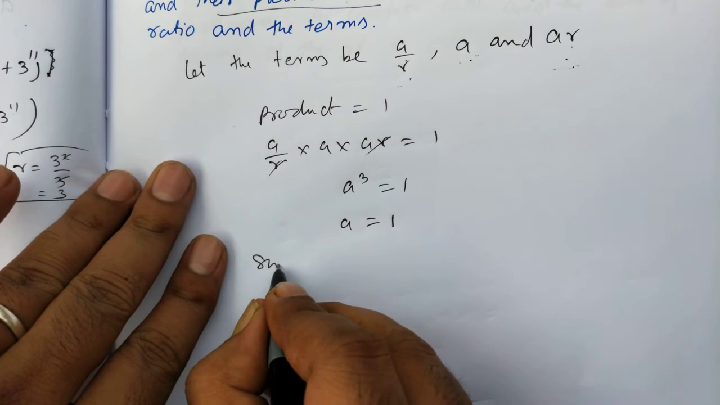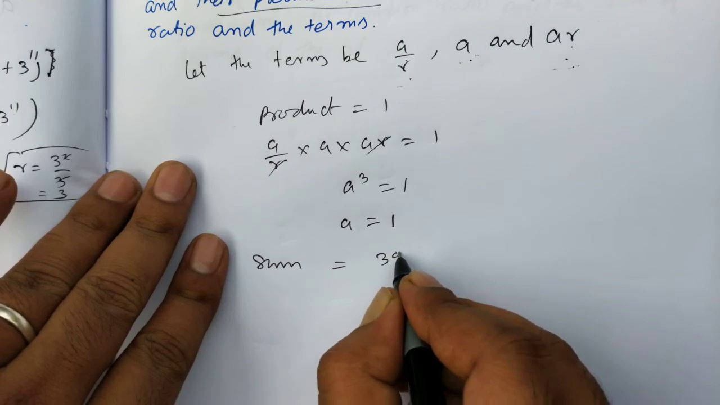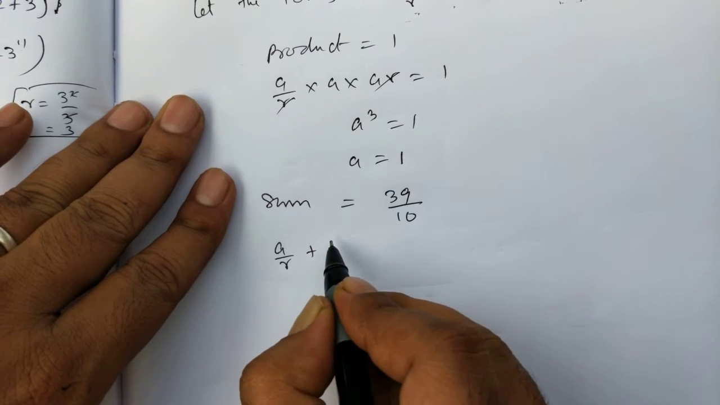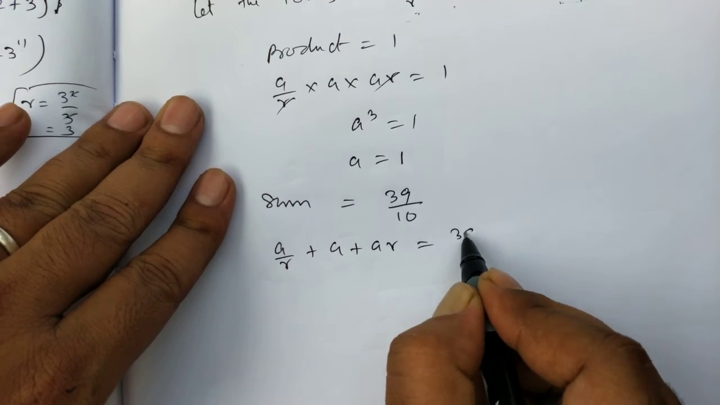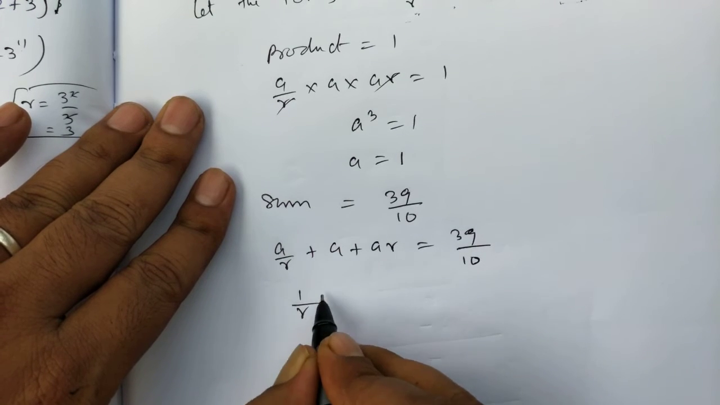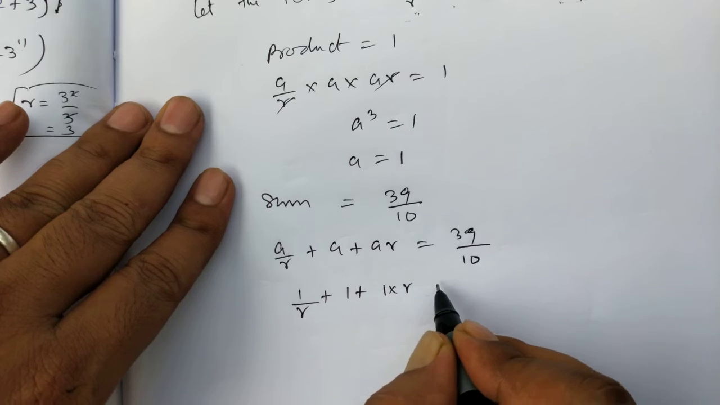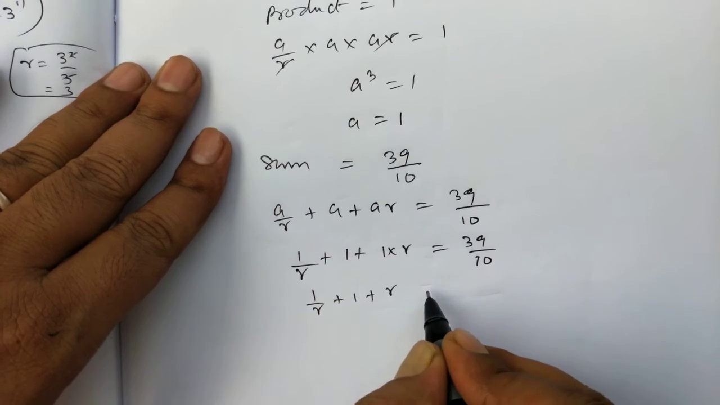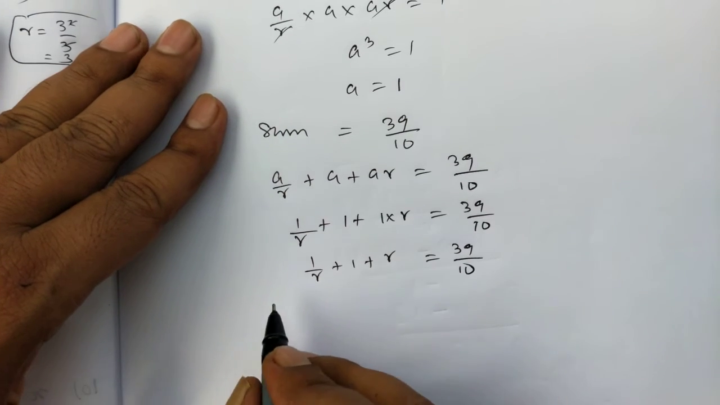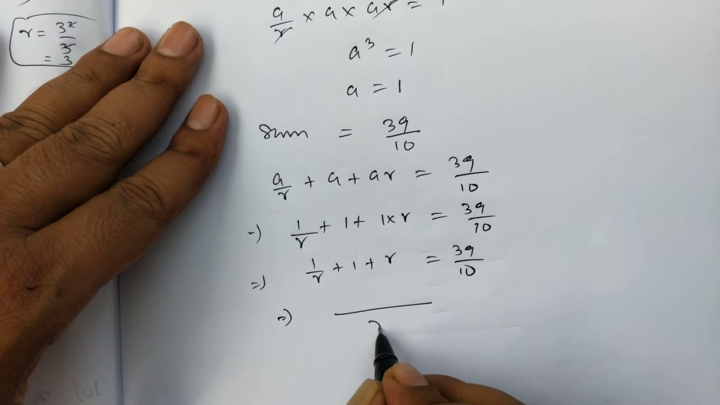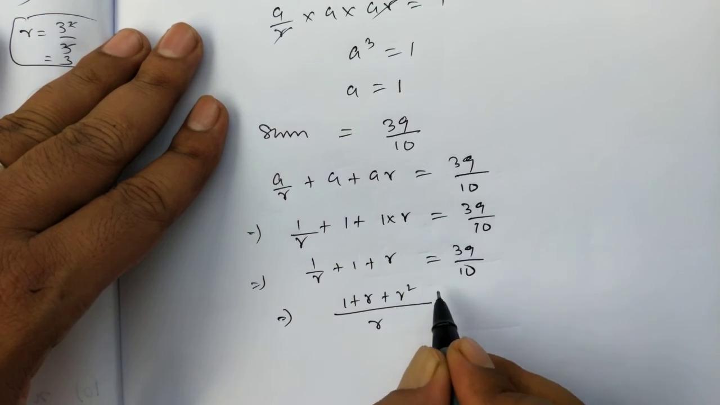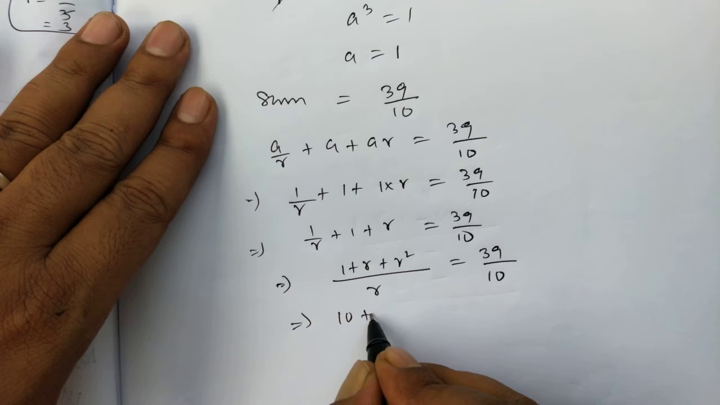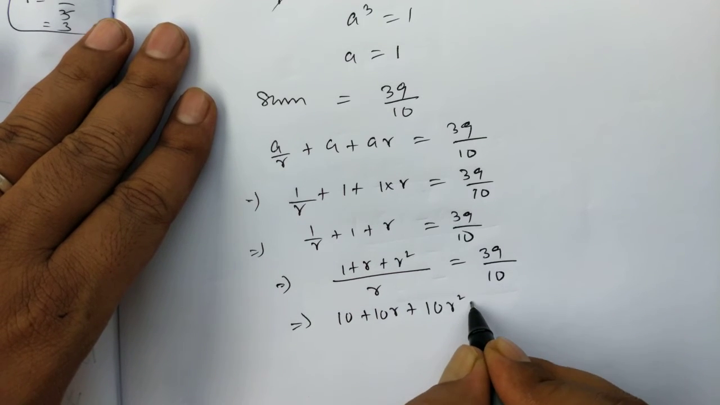And the sum is given as 39 by 10. Sum means I will add these 3: a by r plus a plus ar equals 39 by 10. Put the value, a is 1, so it's 1 by r plus 1 plus r equals 39 by 10. Take the LCM: 1 plus r plus r square over r equals 39 by 10. Cross multiply: 10 plus 10r plus 10r square equals 39r.